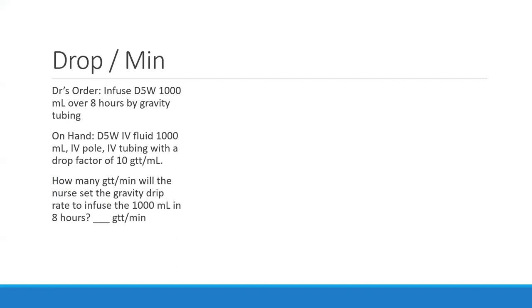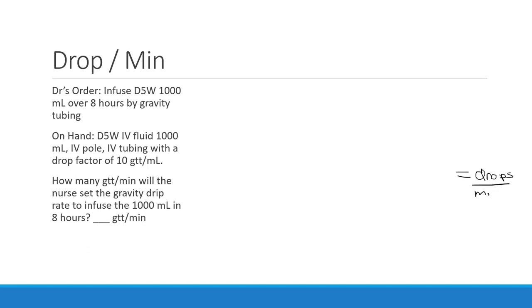Okay, so let's go ahead and work on these problems. Our first problem, we've got doctor's order infusion D5W 1,000 mLs over 8 hours by gravity tubing. On hand, we've got D5W IV fluid 1000 mLs, IV pole, IV tubing with drop factor of 10 drops per mLs. How many drops per minute will the nurse set the gravity drip rate to infuse the 1000 mLs in 8 hours? Drops per minute.